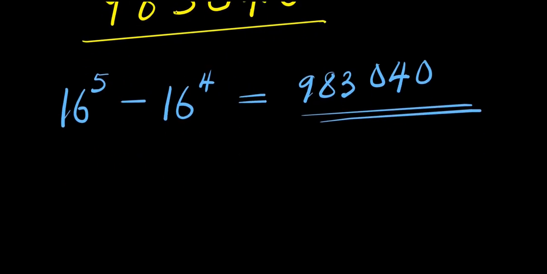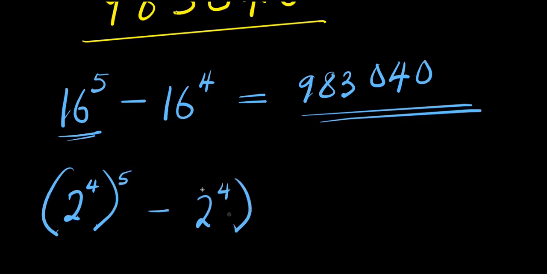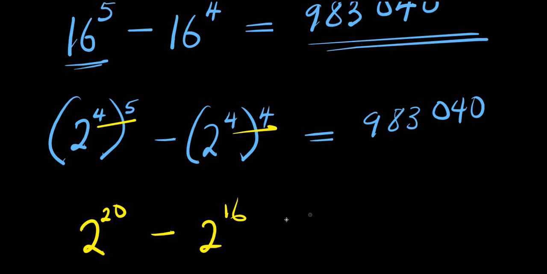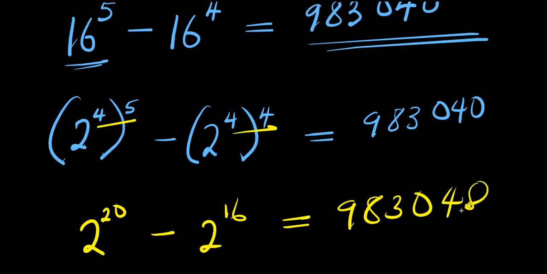And don't also forget the fact that 16 is 2 power 4, what we said earlier on. So 2 power 4 to the power 5, minus 2 power 4 again, to the power 4. This is the same number, 983,040. So if you go ahead and multiply the exponents, you have 2 power 4 times 5, that is 20, minus 2 power 4 times 4, that is 16. This will also give you 983,040.